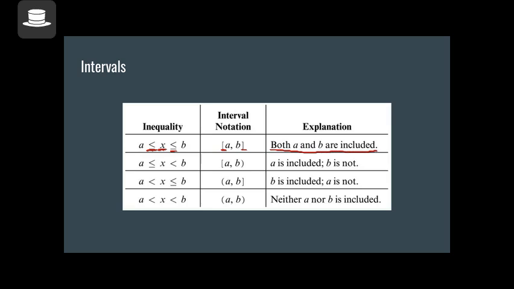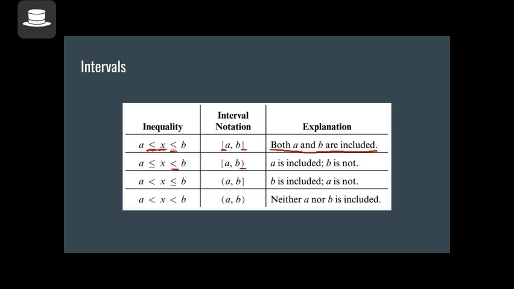Okay. If I see something that is just a less than sign with no equal to mark underneath it, then I'm going to use a parenthesis. And a parenthesis says that we're not going to include that number. So for example, let's say b is 5. Then x could be 4.99999, but it will never be 5. I'm going to use that to say, okay, well, x is going to get really close to this number, but it's never going to include that. All right. So a would be included because of the bracket and the equal sign here, but b is not because of the parenthesis and just the less than sign.